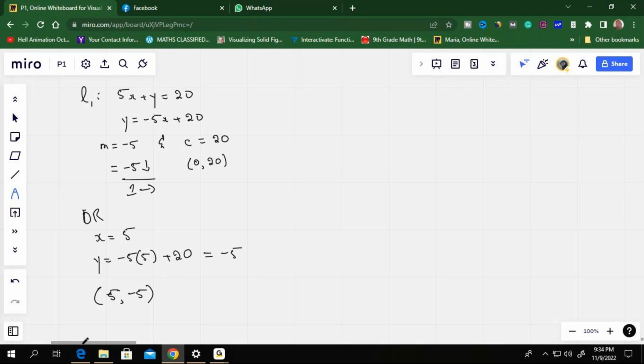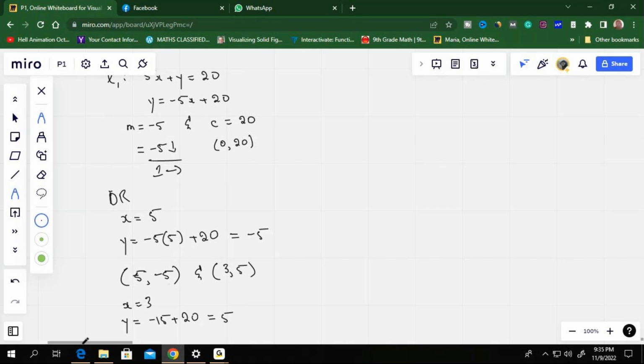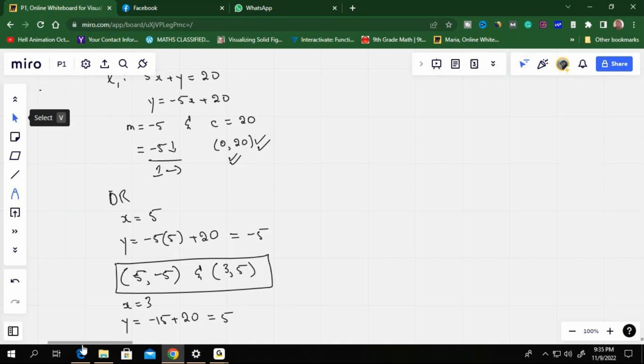Another point you can pick, if I substitute x value 3, y is going to be -15 plus 20, so it is 5. So another point that I can see here is (3, 5). You can pick up these points and get the line, or you can go with respect to slope, y-intercept, and then translate it to get your second point. It's your choice. These points are quite far away on the y-axis, that's why I decided to pick quite close, easy-to-draw points. So I pick this one.